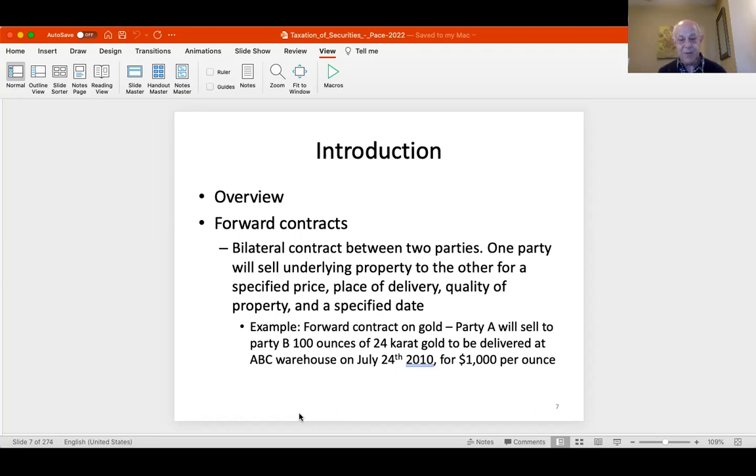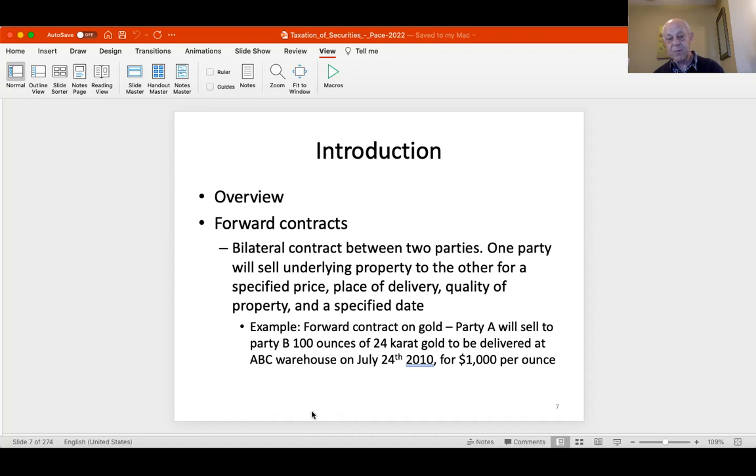So an example would be a forward contract on gold. Party A is going to sell to Party B 100 ounces of 24 karat gold to be delivered at a warehouse on July 24th, 2010 for $1,000 per ounce. So they know the date that it's going to be delivered, they know the cost, and they know the quality of the gold. And by the way, this is a fixed contract. This isn't an option. It doesn't matter what the price of gold is on July 24th. Party A is going to deliver 100 ounces. Party B is going to pay $1,000 an ounce.